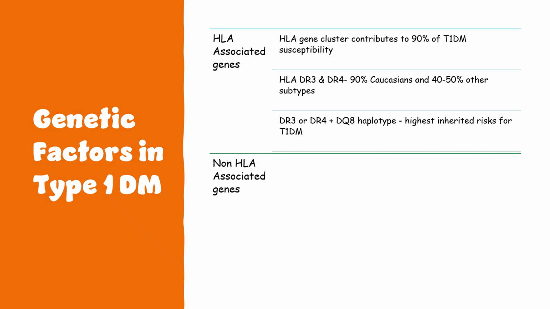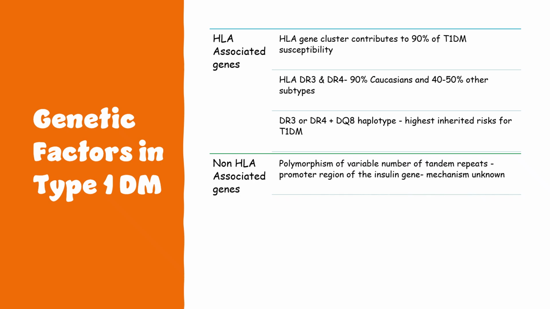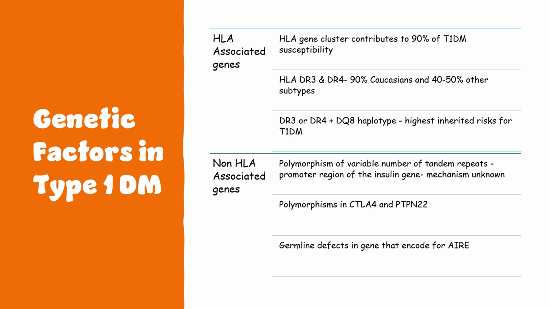The second major classification is non-HLA associated genes, in which there is polymorphism of variable number of tandem repeats present at the promoter region of the insulin gene. But how they cause diabetes mellitus, the mechanism is unknown. There is also polymorphism in the CTLA4 and PTPN22 genes. And there can also be germline defects in the genes that encode for AIRE, or autoimmune regulatory proteins.